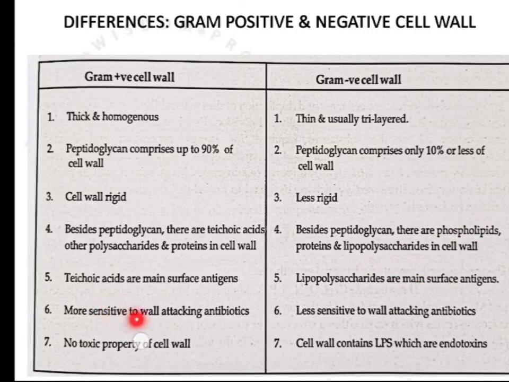Gram-positive bacteria are more sensitive to wall-attacking antibiotics. Gram-negative bacteria are less sensitive to wall-attacking antibiotics. There is no toxic property of the gram-positive cell wall, but the gram-negative cell wall contains lipopolysaccharide, which is an endotoxin. So this is the difference between gram-positive and gram-negative cell walls.